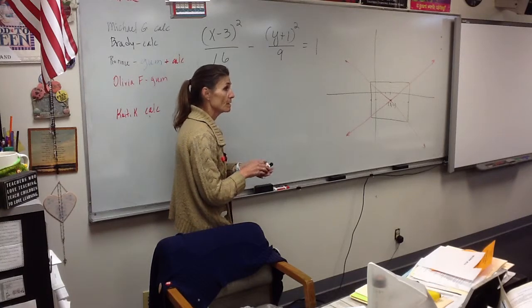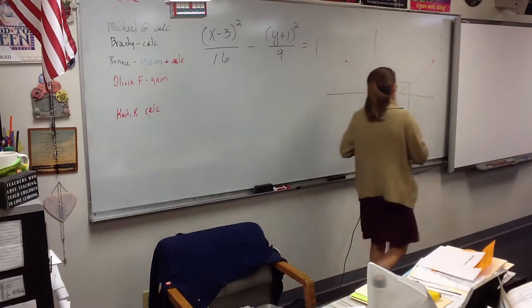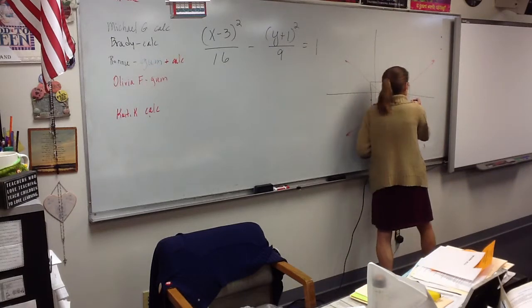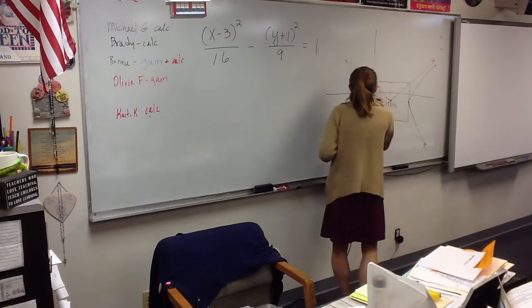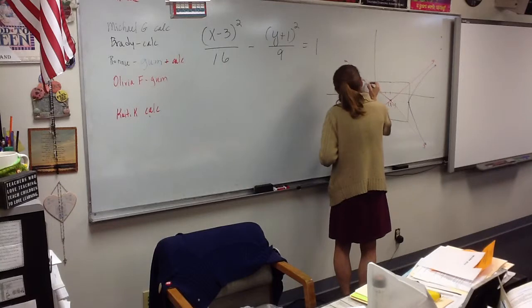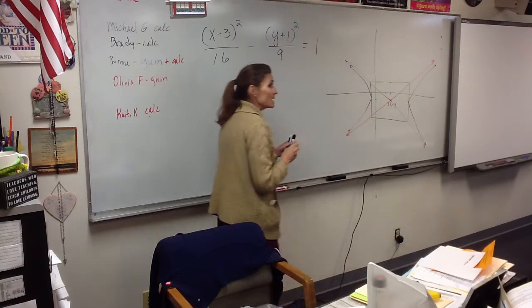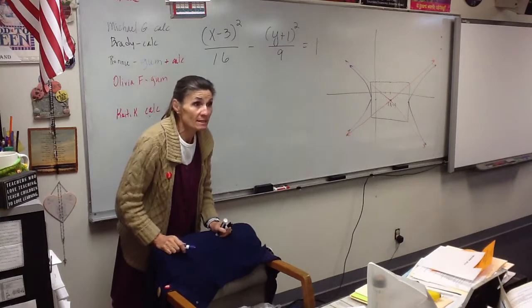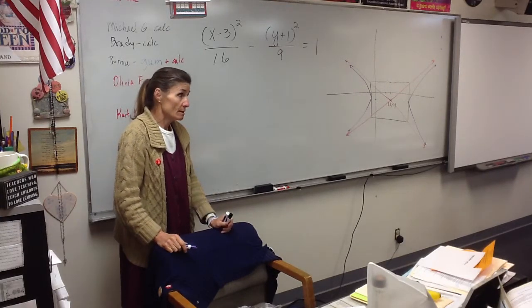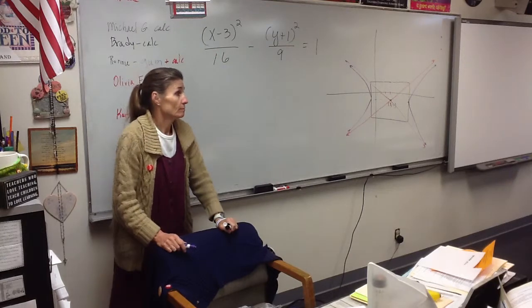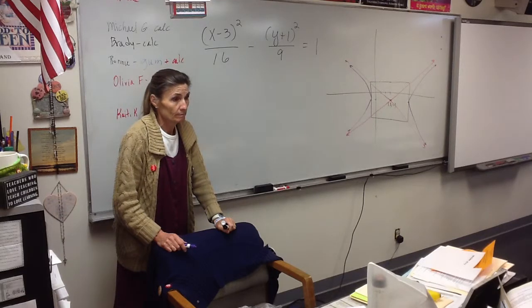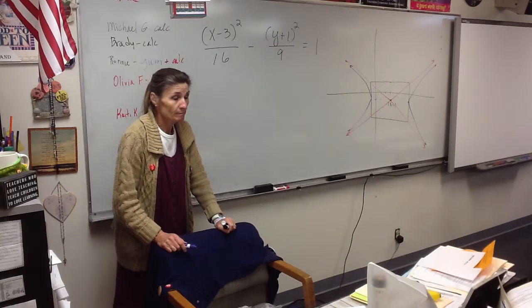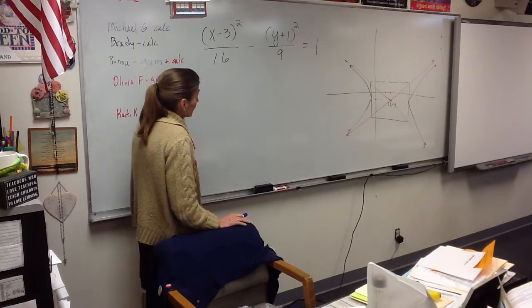Jack? You have the sideways one. So we start right here at the edge of the box and we draw in our sideways hyperbola. Now, who besides Jack can explain how we knew we had a sideways one this time and not an up and down one? X is first. Whatever letter comes first, that's where you go. Okay? All right, now what?